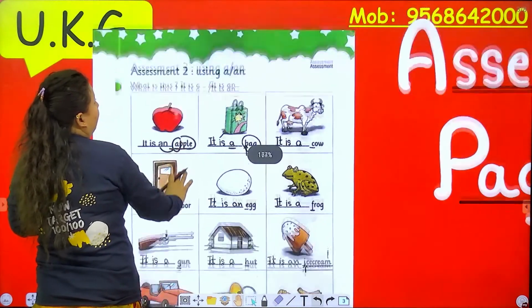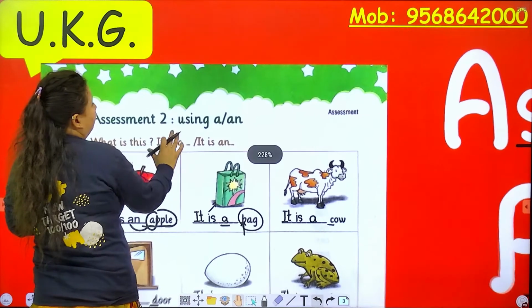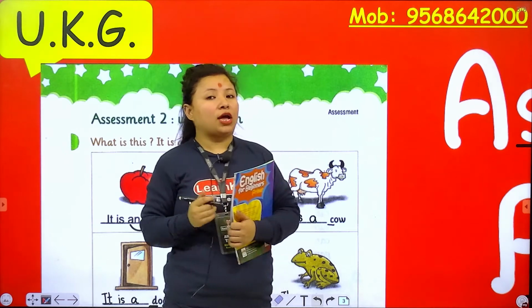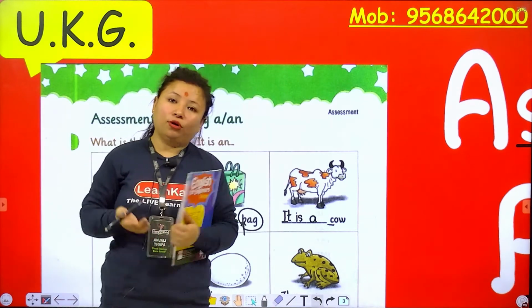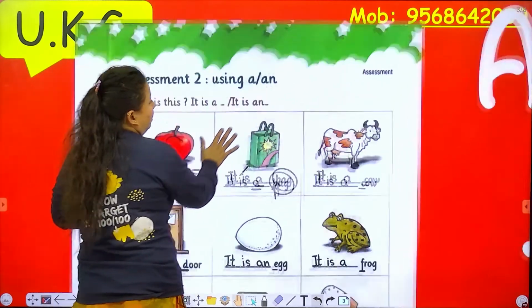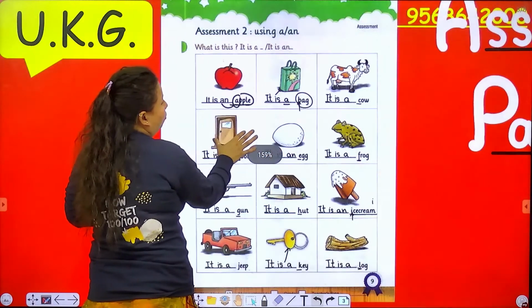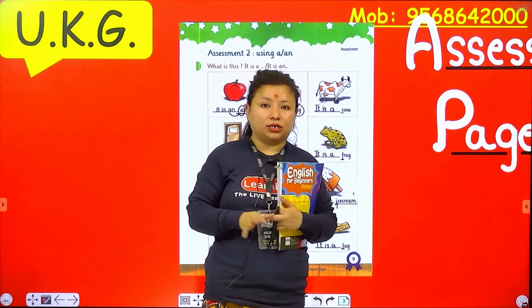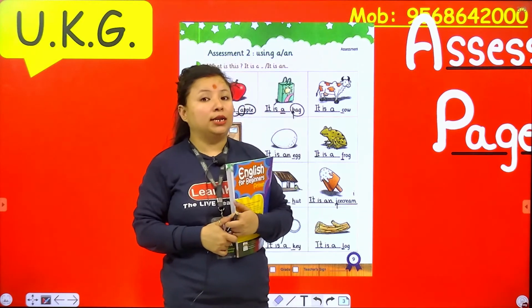So what have we learned today? We have to use an before vowels and we have to use a before consonants. Simple. Now you have to complete that exercise in your book. I will be sending the assignment and you have to complete it and make sure you learn the concept also.